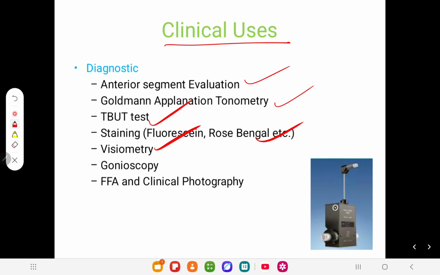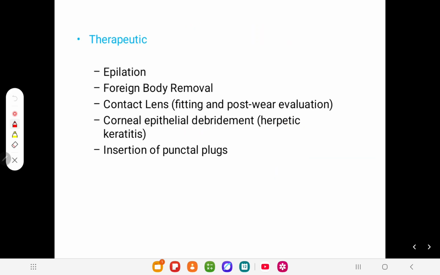Gonioscopy, yes, there are a lot of lenses. Fundus clinical photography, yes, through the slit lamp. Therapeutic, what do we do? We do epilation procedures on the slit lamp, foreign body removal on the slit lamp. Contact lens fitting, it's really the slit lamp. Corneal epithelial debridement, it's the slit lamp. Insertion of the punctal plug, it's the slit lamp. Yes, there are a lot of things I've left out, but definitely these are the things we can do with the slit lamp.